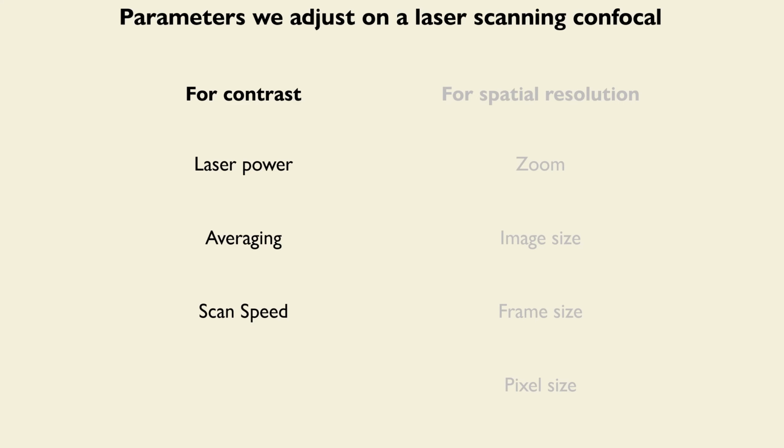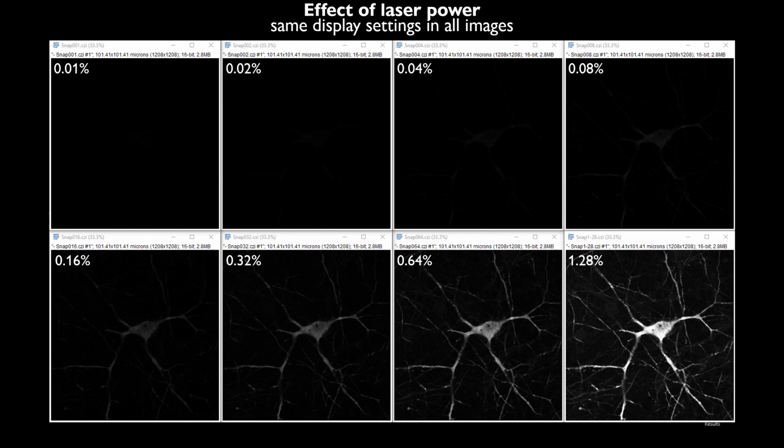Okay, so let's talk about contrast. The first obvious parameter that we can use to adjust the contrast is the laser power. So here's the effect of the laser power by going from 0.01% all the way up to 1.28% in factors of 2. So I've gone from 0.01 to 0.02 to 0.04.